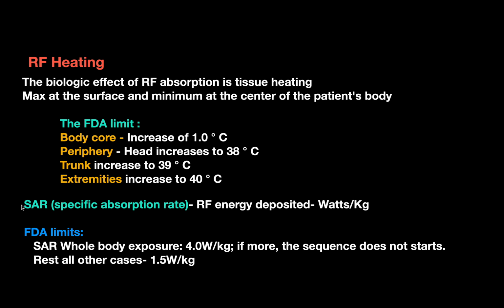There is another concept called specific absorption rate, which depends on the radio frequency energy deposition in the body, and the unit is watts per kg. The FDA limit for whole body exposure is a maximum of 4 watts per kg. If more, then the sequence will not start. In all other cases, 1.5 watts per kg is okay. So these are the FDA limits.